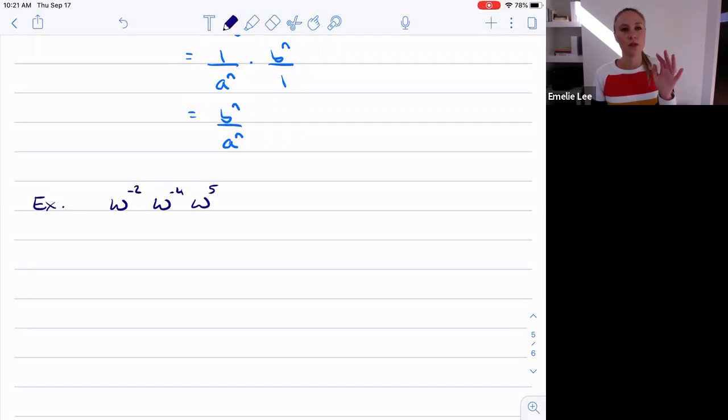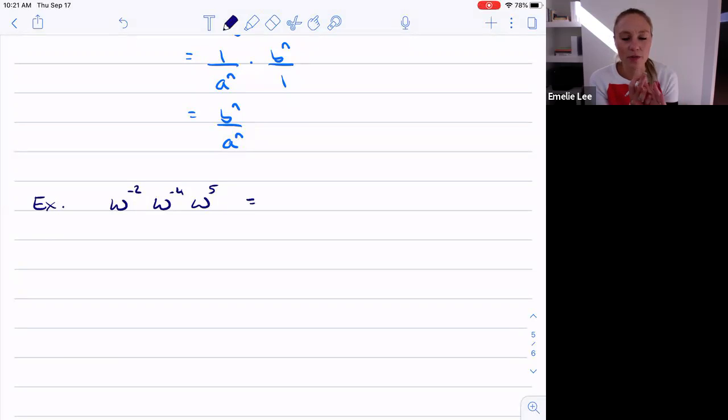Now, all these rules apply even with multiples, so it doesn't have to just be 2 bases. It can be 3, 4, 5 bases. Okay? So in this case, because I want to check, okay, do I have the same base? Yes, I do. Great.